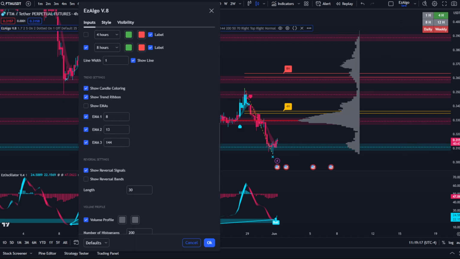All right, moving down, we have the trend settings, right? So we have the show candle coloring. Essentially what that does is it will color all of the candles in an uptrend this nice blue color, and all of the candles in a downtrend this nice red color. So it makes the chart a little bit more appealing, cuts some of the noise.